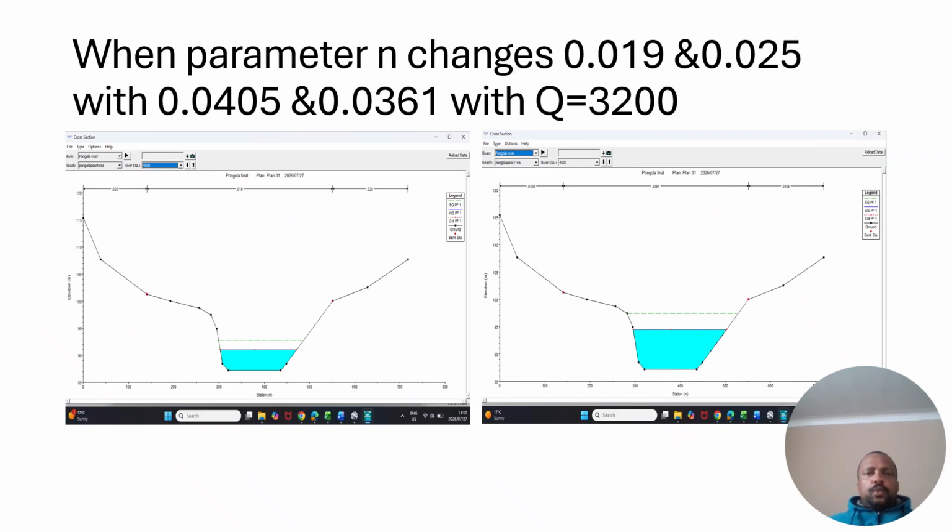Now we come to the point where we increase the parameter n, which is the roughness coefficient of the stream. Now the first parameter where we checked the 3,200, the n was 0.019 and 0.025 for the left and the right embankment. Now we increased it by 60% and 90%. So the new n is 0.0405 and 0.0361. But now we had to keep the Q, which is the discharge, at 3,200.